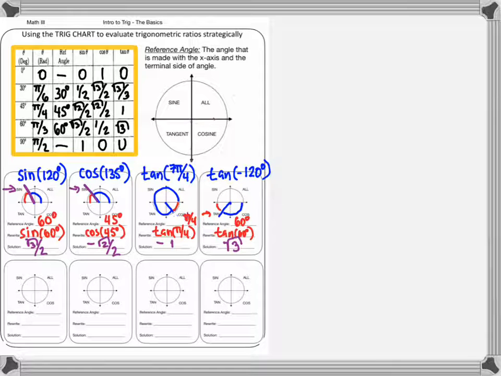Okay, in this video, we're going to take a look at the reciprocal functions, or at least some reciprocal functions, to get an idea of how to do these out.